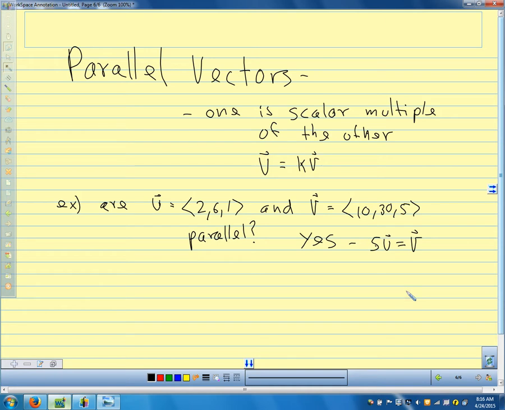So b is 5 times as long as u. They're scalar multiples, so they're parallel. This reminds me.